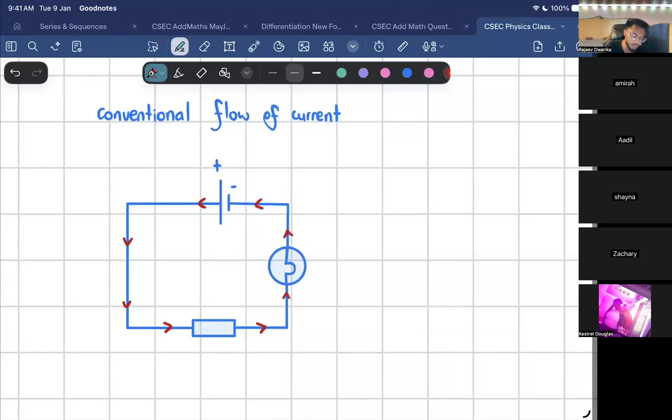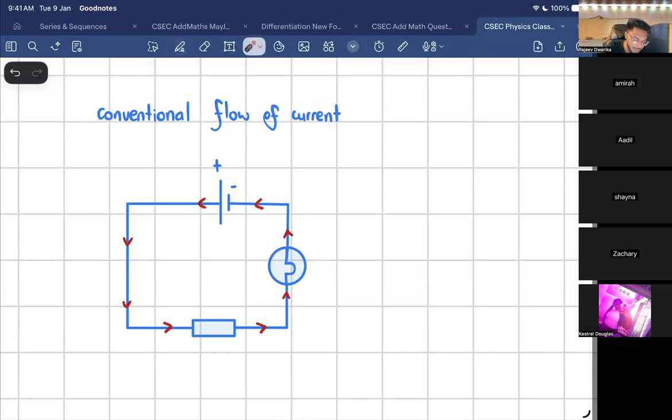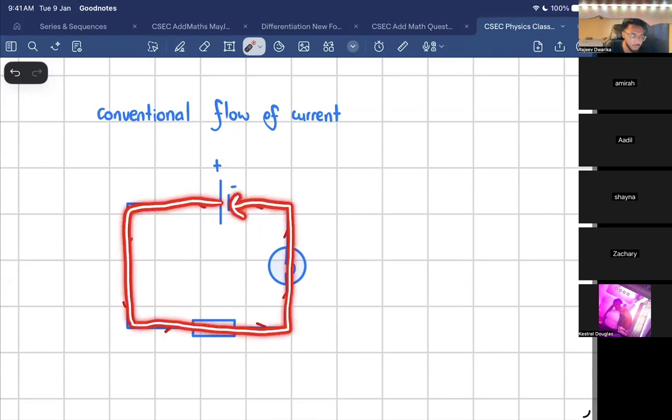So this is an example of a circuit. Notice that you have an energy device, which is a battery, and you have a closed loop. So if you have a closed loop, then the current has to go around and it has to pass through every single component to go back to the battery.